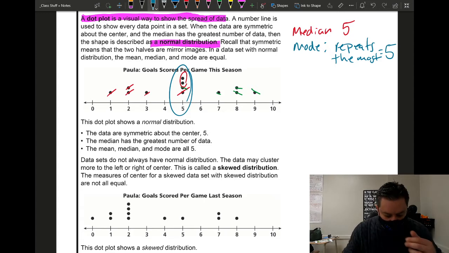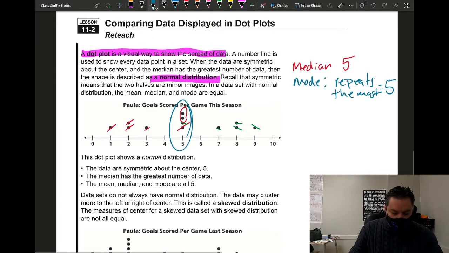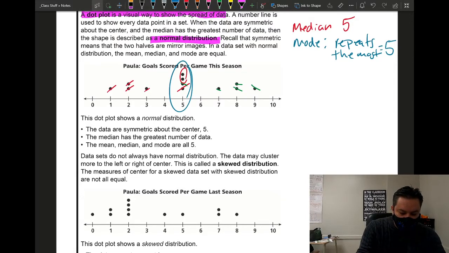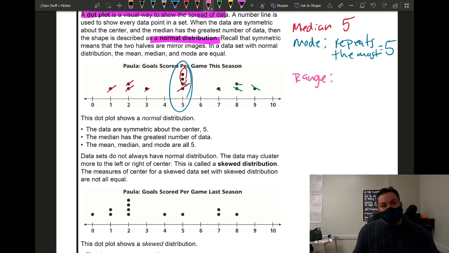And then the other thing that we're going to talk about is the range. It's not listed in here, but we need to know the range. The range is going to be the biggest number minus the smallest number. The range is big number minus small number.